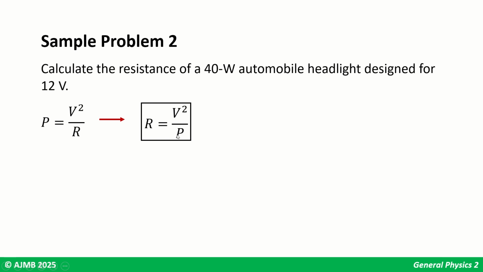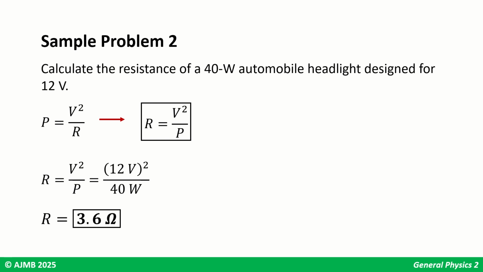So let's just exchange places. Substituting the values, 12 squared divided by 40, that's equivalent to 3.6. Your unit for resistance is ohms or omega. So 3.6 ohms.